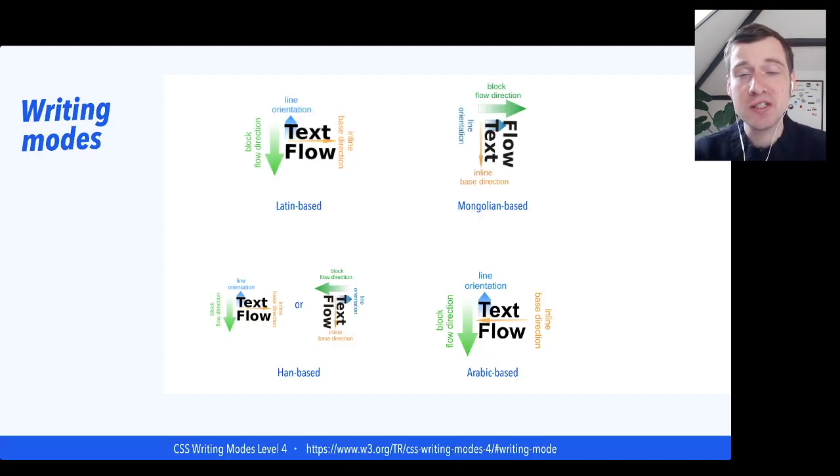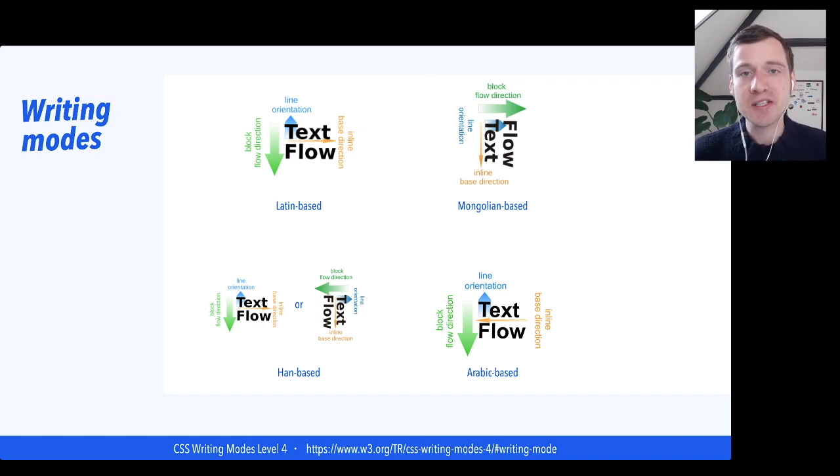So there is the writing modes module that looks at all these different writing systems. So we have the Latin-based writing system that was for a long time the default on the web. So text goes from left to right and block elements go from top to bottom. But as the writing mode specification explains, there are more writing systems out there. There is the Mongolian-based writing system that has the blocks flow from left to right and inline going from top to bottom. Then there are Han-based systems like Chinese, which can have their block direction from top to bottom and then the inline direction from left to right. Or it can have the block direction from right to left and the inline direction from top to bottom.